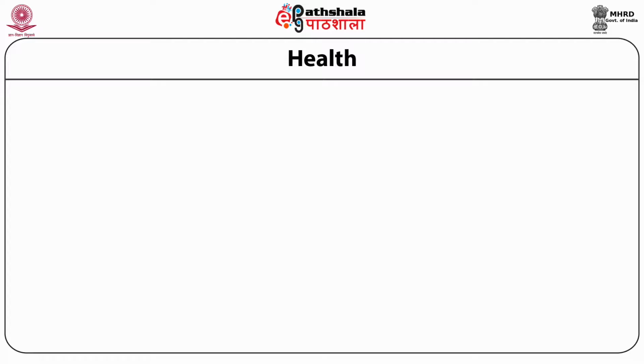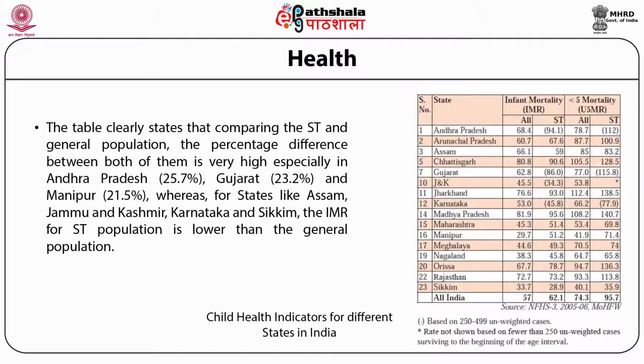There is a comparative presentation of infant mortality rate and under 5 mortality rate in the states where tribals reside. It is clear from the table that there is a comparison of scheduled tribe and general population. The percentage difference between both of them is very high, especially in Andhra Pradesh, it is 25.7%, in Gujarat 23.2%, and Manipur 21.5%. Whereas for states like Assam, Jammu and Kashmir, Karnataka and Sikkim, the IMR for the ST population is lower than the general population.